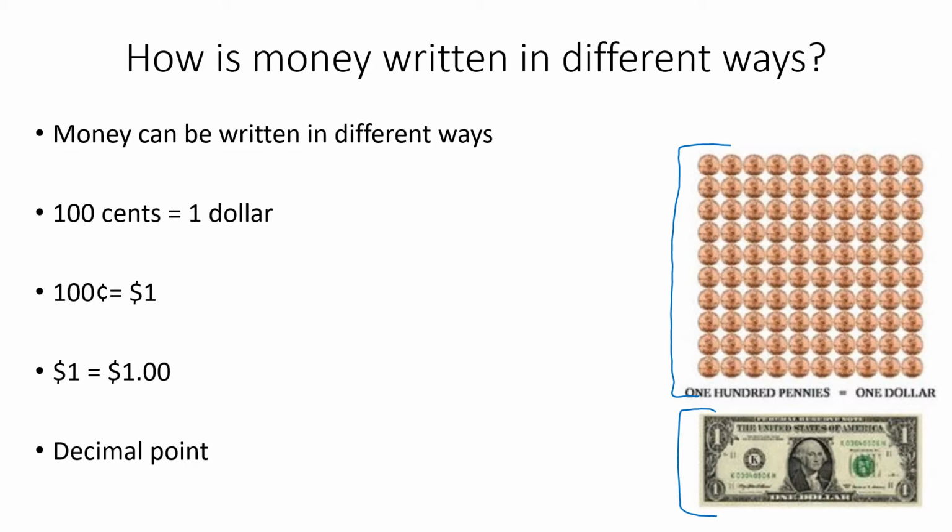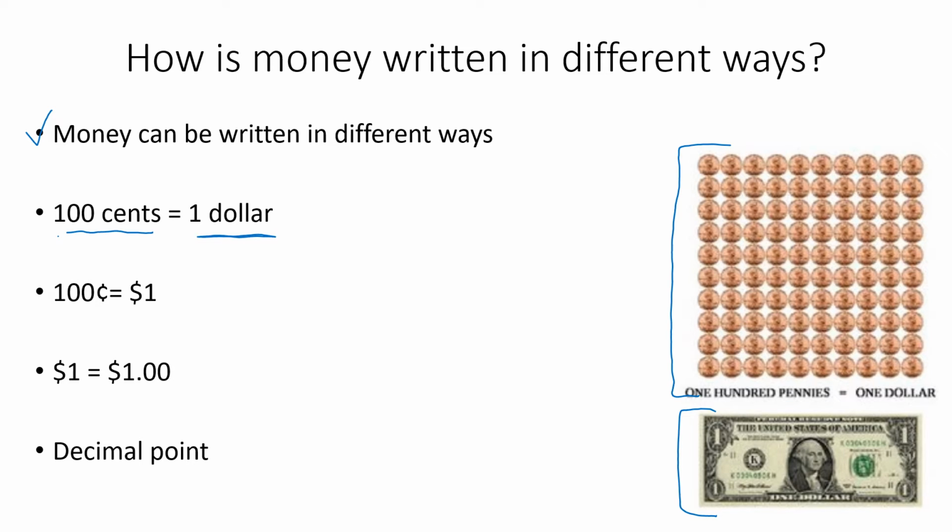So thinking about how money can be written in different ways, the first thing we see is that we can write 100 cents like this, with the word cents. And that is equal to $1 if we write it with the word dollar. So 100 cents is the same as saying $1. They equal the same amount of money.